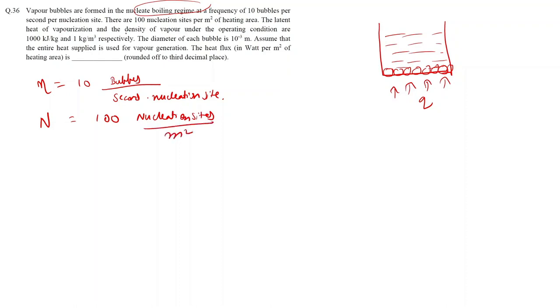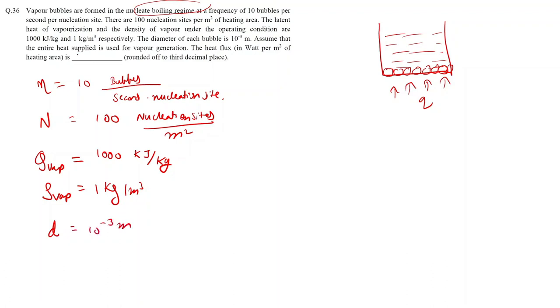The latent heat of vaporization, let's call it Q vaporization, is 1000 kilojoule per kg, and the density of vapor, rho vapor, we have been given as 1 kg per meter cube. The diameter of the bubble is 10 raised to minus 3 meter. Assuming that the entire heat supplied is used for vapor generation, the heat flux is given as. Here we have been given that the entire heat supplied is used for vapor generation, and we have been asked to find the heat flux.